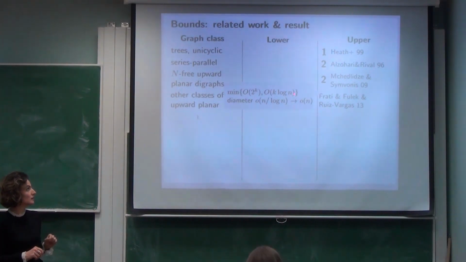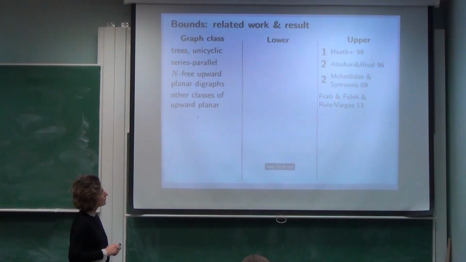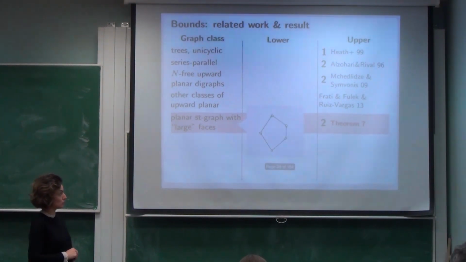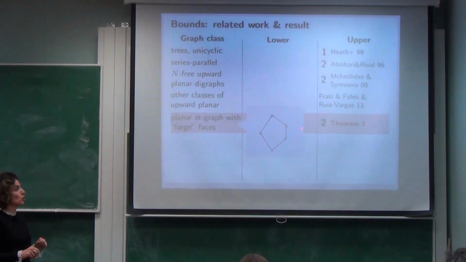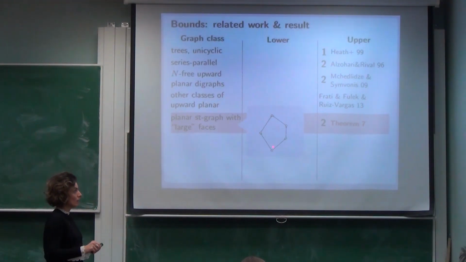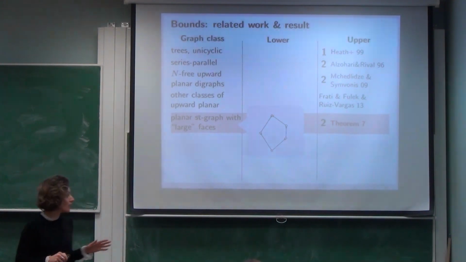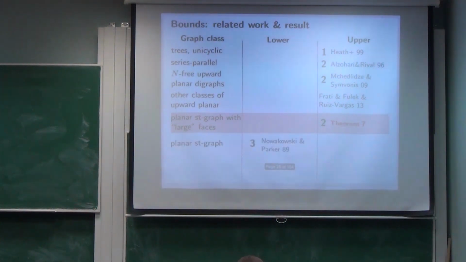And in case the diameter is bounded, then the page number is also sublinear. One of the results in this work that I'm going to talk about is that planar ST graphs with large faces have page number 2, and the large faces are those which don't have transitive edges. So in this graph, we don't have transitive edges, and the right side of every face has at least 3 edges. I'm going to talk about this more.